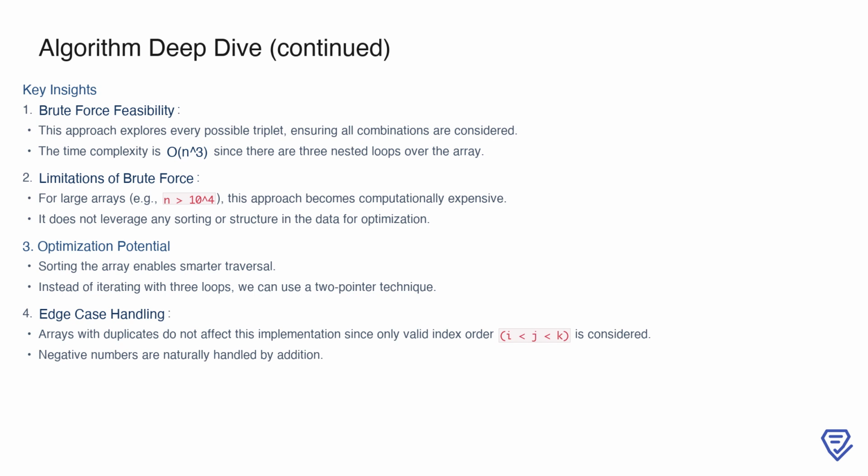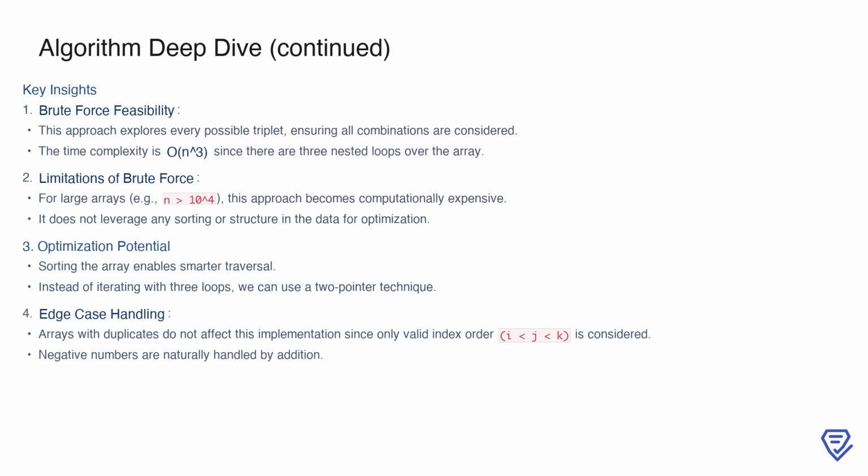While the brute force approach is simple and guarantees that all triplets are considered, it has significant limitations. With 3 nested loops, the time complexity is O(n cubed), which becomes impractical for large arrays. For instance, if the array size exceeds 10,000 elements, the number of iterations grows rapidly, making the approach too slow.